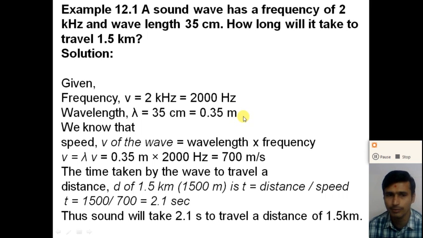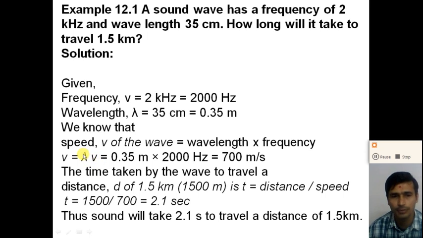Now what do we want to find? We want to find how long it will take to travel a distance of 1.5 kilometer, right? So how much time is taken by the sound wave to travel a distance of 1.5 kilometer? Here first we calculate the speed of the sound wave. The speed of the sound wave v is equal to wavelength multiplied by frequency. We know the formula: v is equal to lambda into nu. Lambda is the wavelength and nu is the frequency of the sound wave, right?